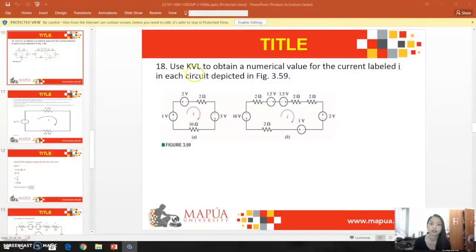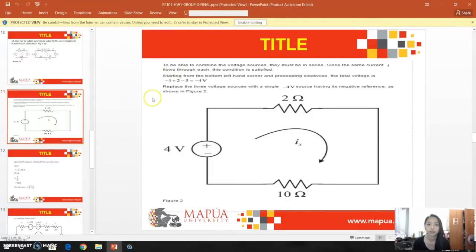Use KVL to obtain a numerical value for the current labeled I in each circuit depicted in figure 3.59. To be able to combine the voltage sources, they must be in series. Since the same current I flows through each, this condition is satisfied. Starting from the bottom left-hand corner and proceeding clockwise, the total voltage is negative 1 plus 2 minus 5, which is equal to negative 4 volts. Replace the 3 voltage sources with a single negative 4 volt source having its negative reference, as shown in figure 2.